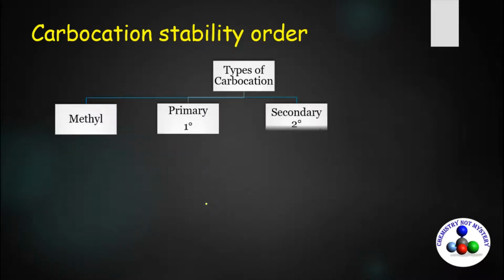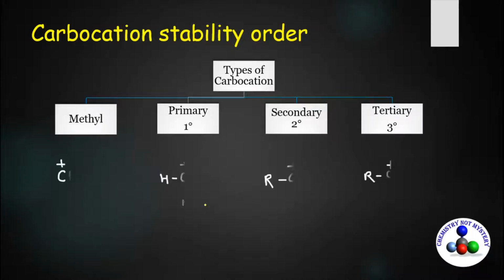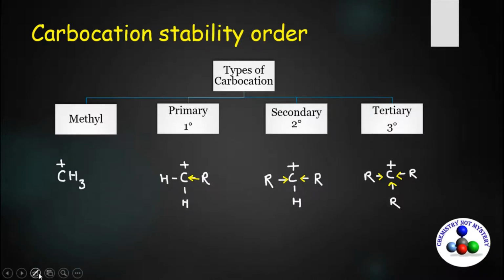Now determine the stability of carbocation. In methyl carbocation, there is no alkyl group attached to it. In primary carbocation, there is one alkyl group that donates electron density to it and tries to fulfill its deficiency. In secondary carbocation, there are two alkyl groups that donate electron density to it. And in tertiary carbocation, there are three alkyl groups that donate electron density to it. That's why tertiary carbocation is more stable than secondary, which is more stable than primary, and methyl carbocation will be the least stable.